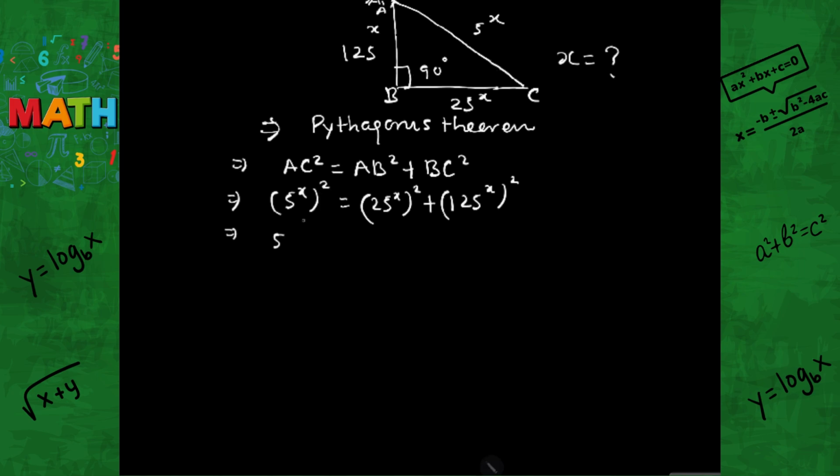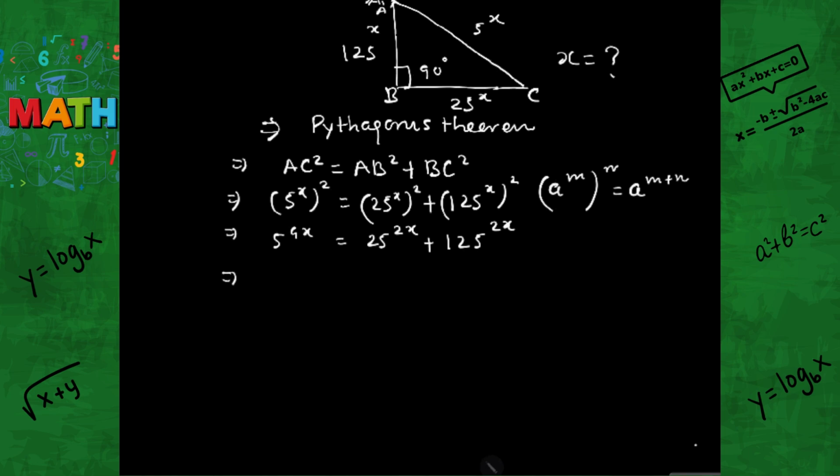5 squared becomes 4x, 25 becomes 2x, and 125 becomes 2x. Again, we know this from the algebraic formula, right?